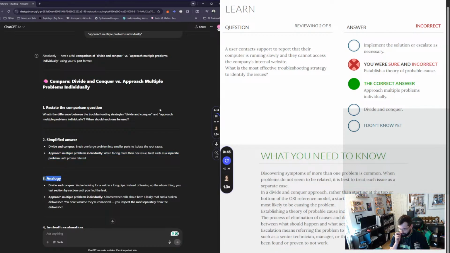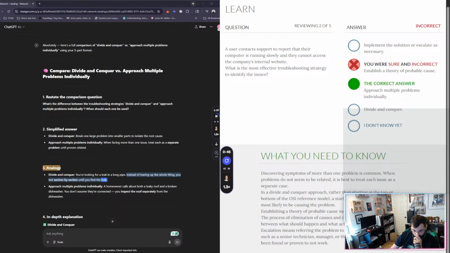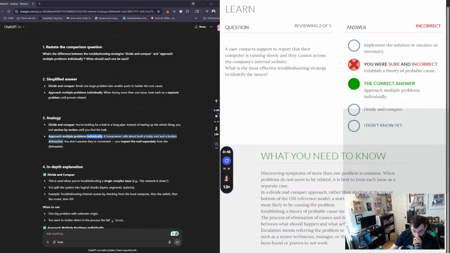3. Analogy. Divide and conquer. You're looking for a leak in a long pipe. Instead of tearing up the whole thing, you test section by section until you find the leak. Approach multiple problems individually. A homeowner calls about both a leaky roof and a broken dishwasher. You don't assume they're connected. You inspect the roof separately from the dishwasher.